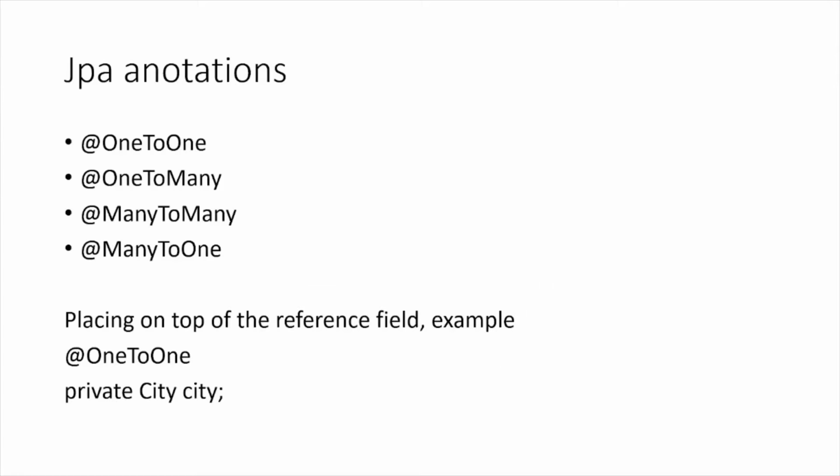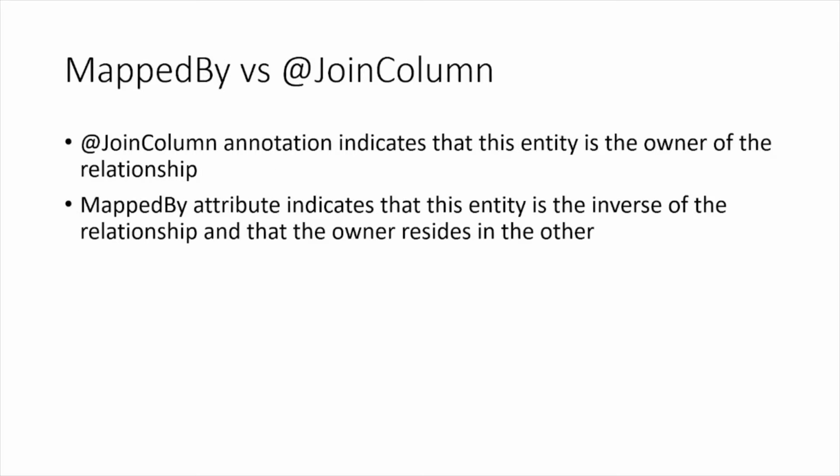We map our relationships with JPA annotations. Those annotations start with an @ symbol and then their types, and we place those annotations on top of our fields. The join column annotation indicates that this entity is the owner of the relationship, and the mappedBy attribute indicates that this entity is the inverse of the relationship and that the owner resides in the author.